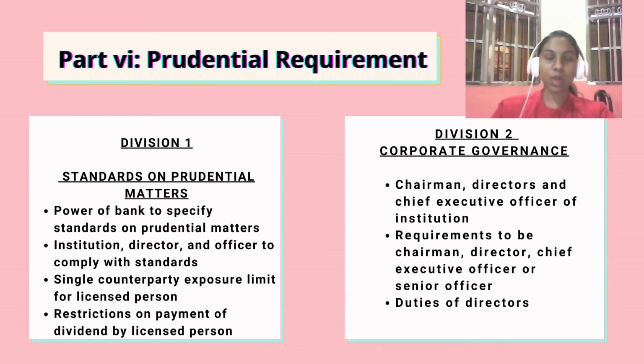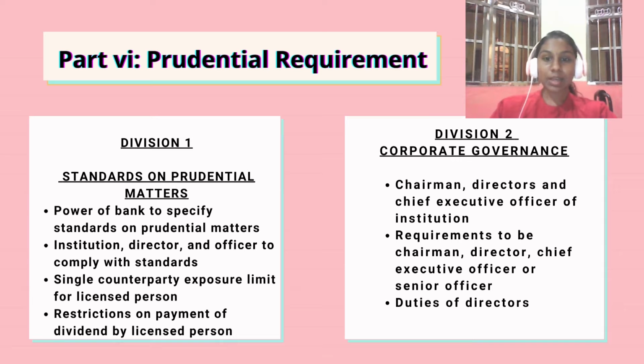Next is the requirement to be a chairman, director, chief executive or senior officer. An institution will not appoint, reappoint or reelect any person as chairman, director, CEO or senior officer unless that person is an individual who is not disqualified and meets the fit and proper requirements specified by the bank. No person shall accept any appointment as chairman, director, CEO, or senior officer of an institution unless the person is not disqualified and complies with the fit and proper requirements as the bank states.